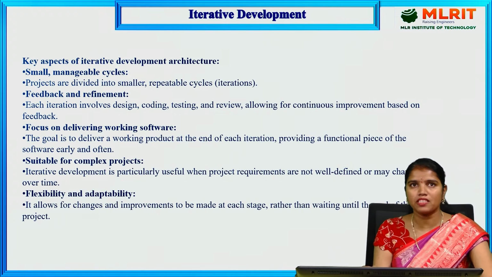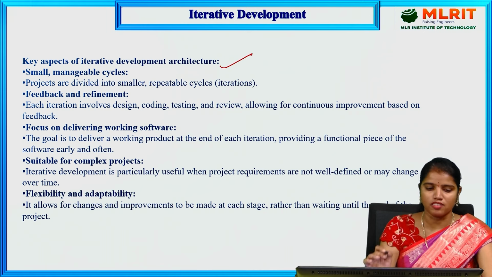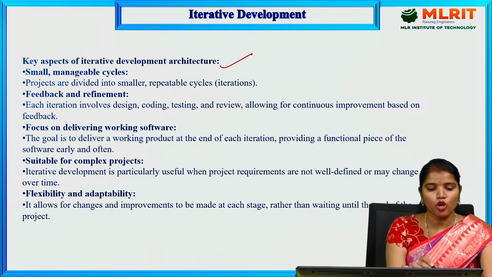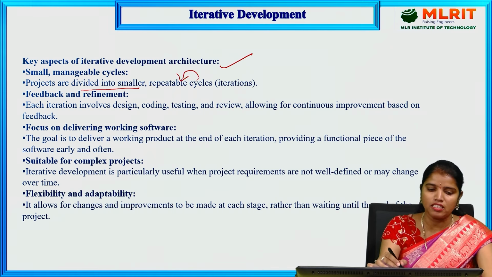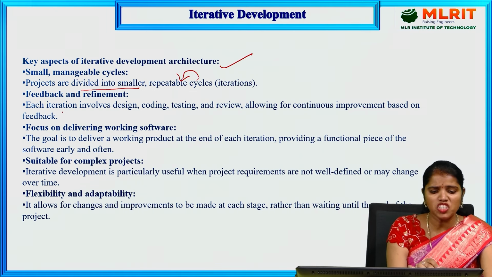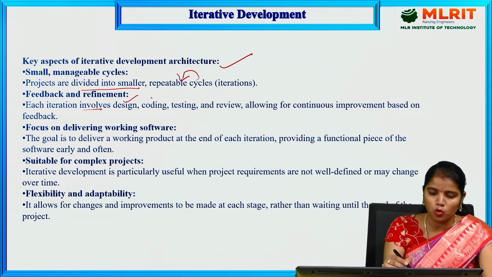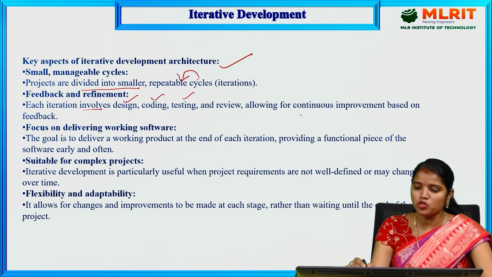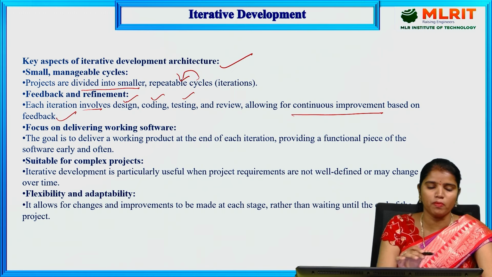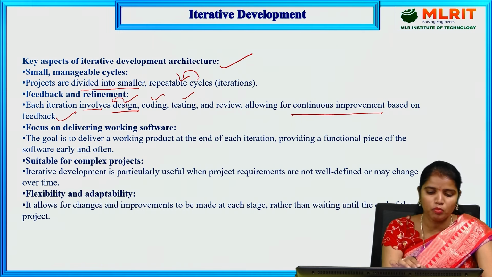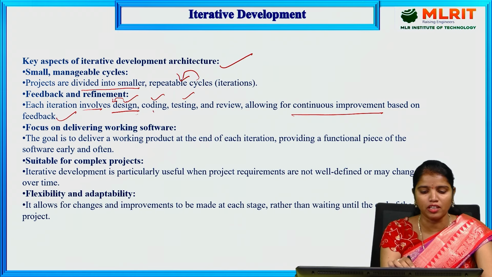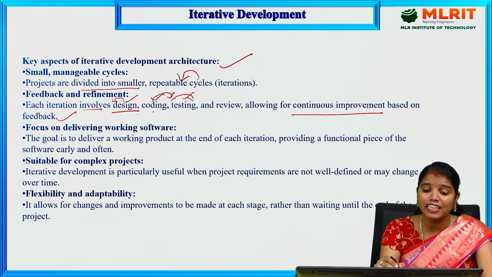What are the key aspects of iterative development? Now let us discuss. First, small manageable cycles. Projects are divided into smaller parts, and here iteration is nothing but repeatable cycles. Next, feedback and refinement. Each iteration involves designing, coding, testing, and review. It allows for continuous improvement based upon the feedback. For example, if the customer is not satisfied with the design, based upon the feedback, we again redesign the product, go for coding, get the feedback of the customer, and then testing also.